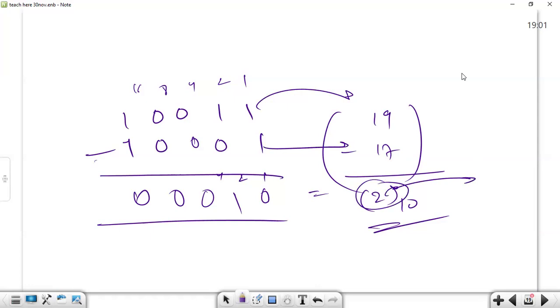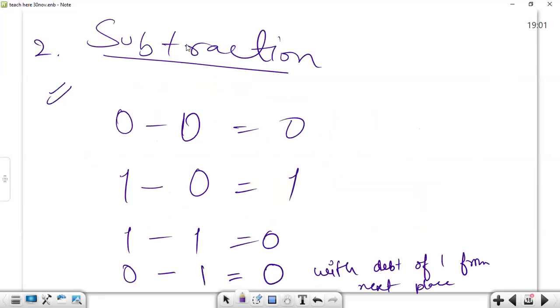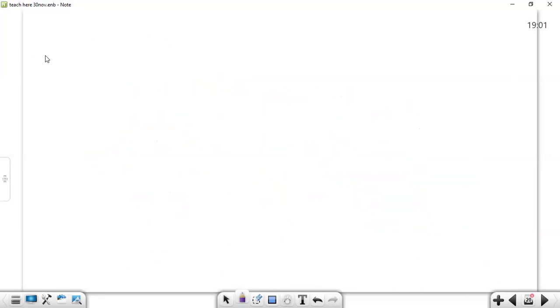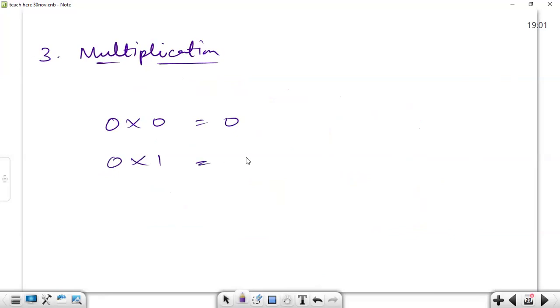Okay. But I'll recommend you to understand the concept because it's also important. Let's now discuss multiplication. If we multiply 0 by 0 it becomes 0, 0 by 1 becomes 0, 1 by 0 becomes 0, and 1 by 1 becomes 1. Simple as that. Any doubts?